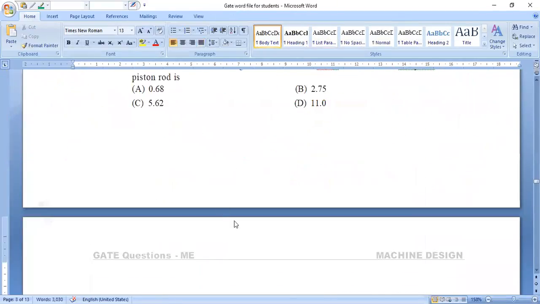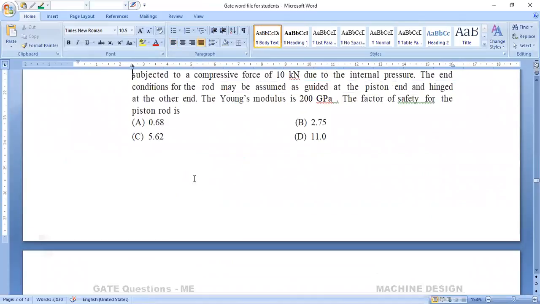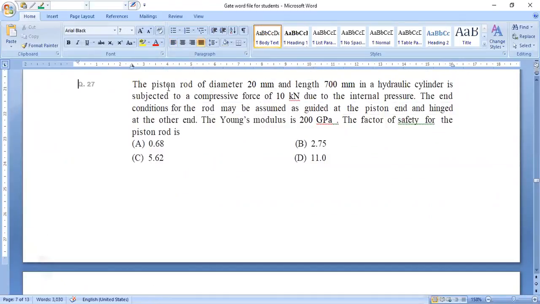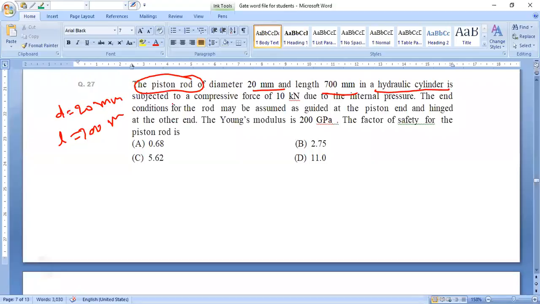Next question. This question is related to the piston rod. A piston rod basically belongs to IC engines, but it has still come here. Let's see how. A piston rod of diameter 20 mm and length 700, so the diameter is 20 and the length is 700, both in mm, in a hydraulic cylinder is subjected to a compressive force of 10 kilonewton, so W is 10,000 Newton.